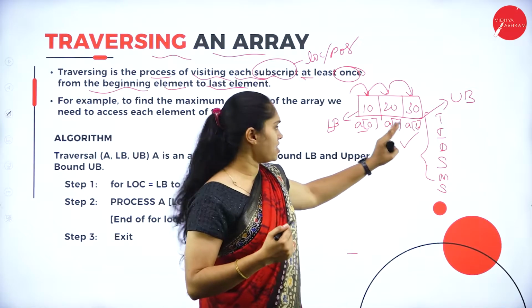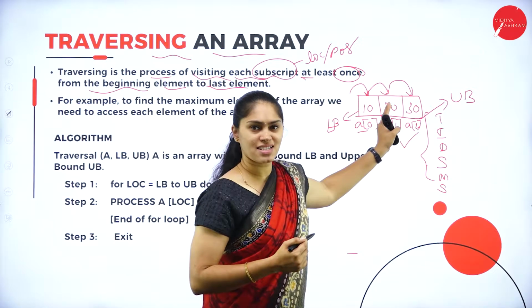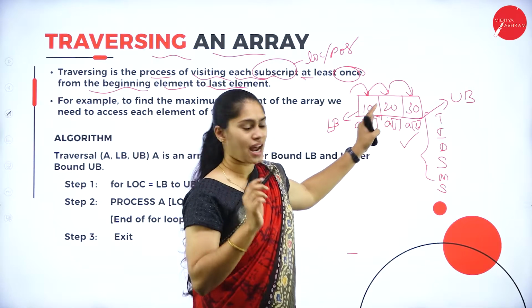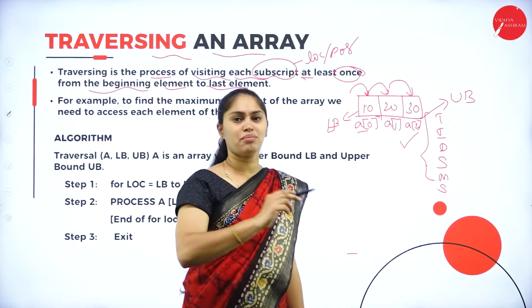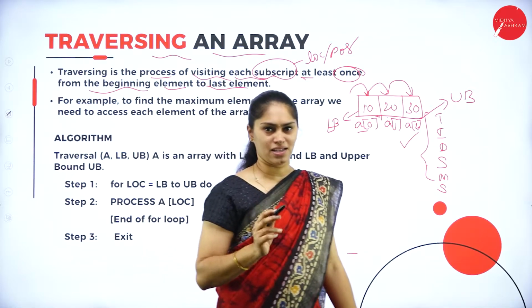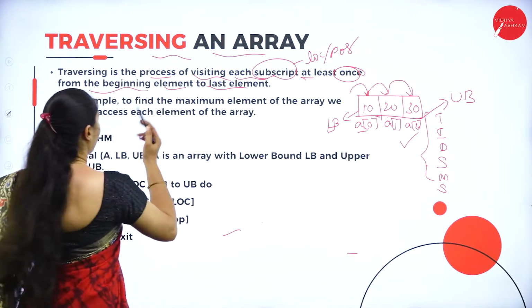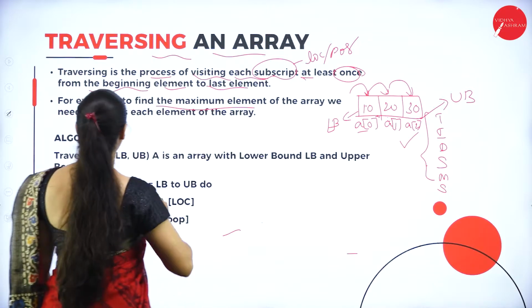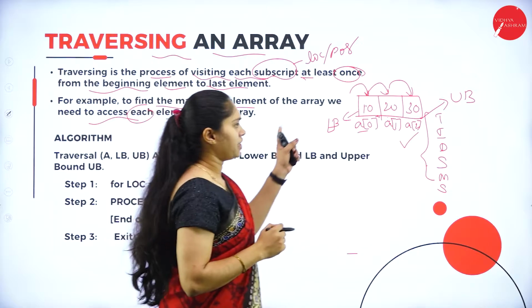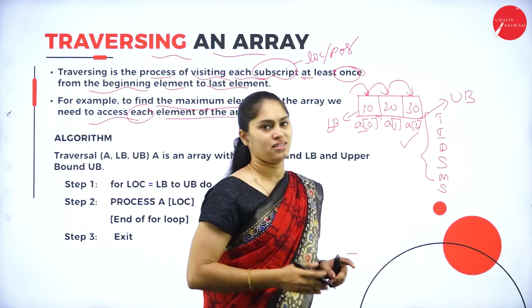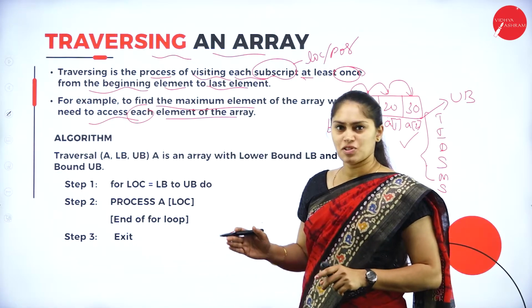If I wanted to traverse, I can't start from 30 or I can't start from 20. It needs to start from 10, 10, 20, 30. If I have 100 elements, the same procedure will take place. For example, to find the maximum element of an array, I need to access each element of the array. If I wanted to find the maximum element, what is the last element? Then I need to visit all the elements of an array.